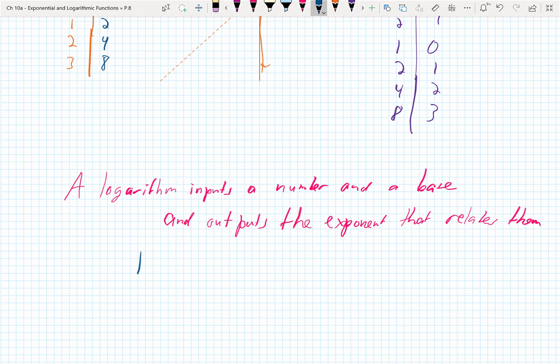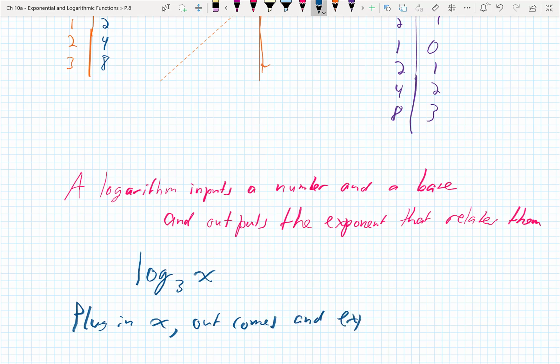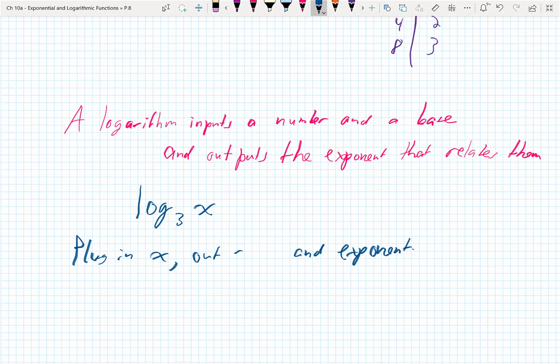So for instance, the log base 3 of x means you can plug in an x and out comes an exponent. And initially, I want you to think about this as taking a number and shrinking it down. I'm going to plug in a super large number and I'm going to shrink it down. I'm going to do that by saying, what exponent is this? So let's say I did the log base 3 of 81.